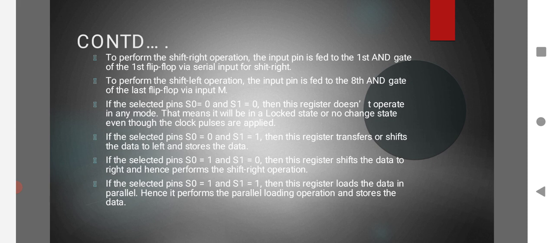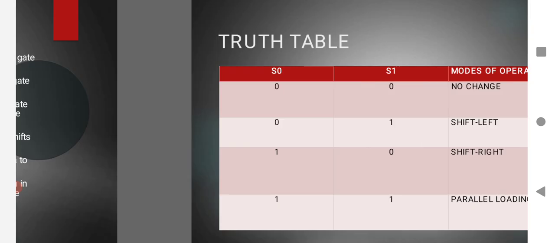If the select pins S0 is equal to 0 and S1 is equal to 1, then this register transfers or shifts the data to the left and stores the data. If S0 is equal to 1 and S1 is equal to 0, then this register shifts the data to the right and hence performs the universal shift right operation. If S0 is equal to 1 and S1 is equal to 1, then this register loads the data in parallel. Hence it performs the parallel loading operation and stores the data.